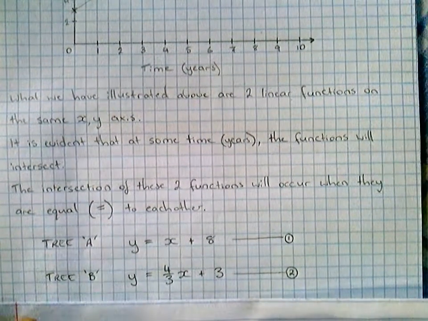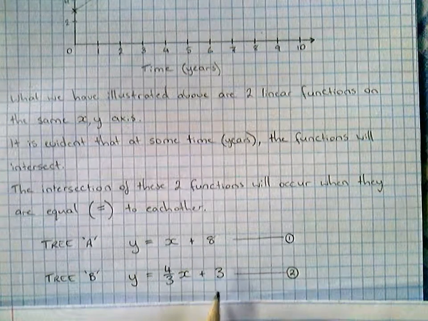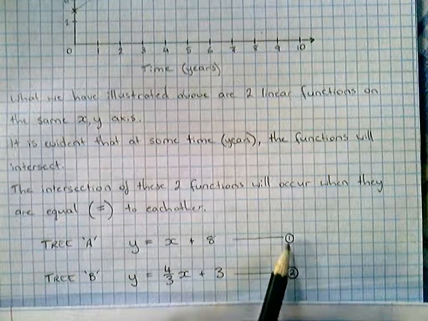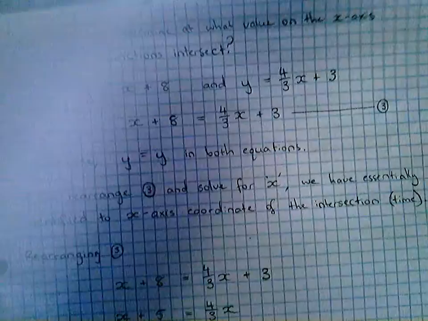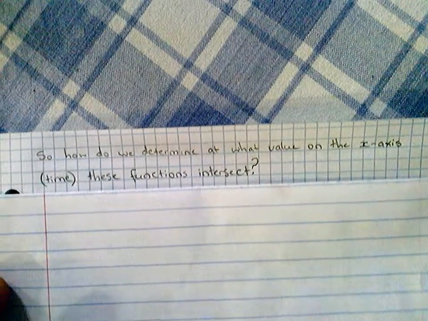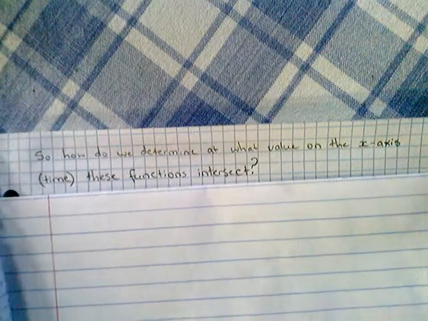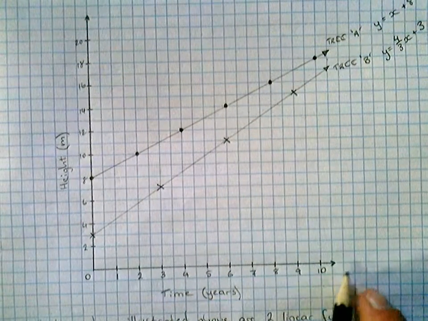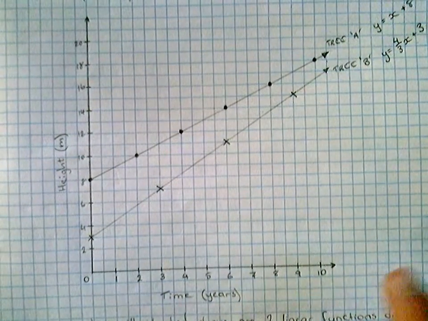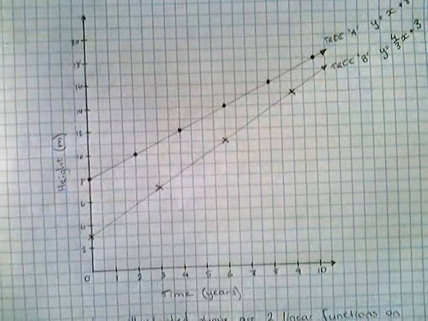What I've done is I've rewritten tree A and tree B with their corresponding linear functions representing their growth. I've labelled them as equation 1 and equation 2 in case I want to refer to them in the future. So how do we determine at what value on the x-axis, being the time in years, these functions will intersect? Being at what point on the x-axis here, how many years, it'll be 11, 12, 13, 14, 15, 16, we don't know, how many years will it be when these two lines intersect?